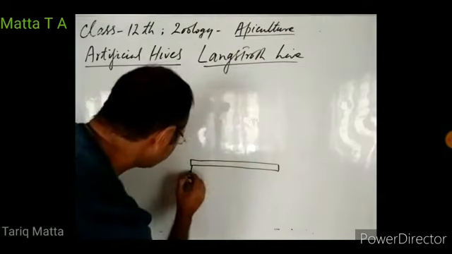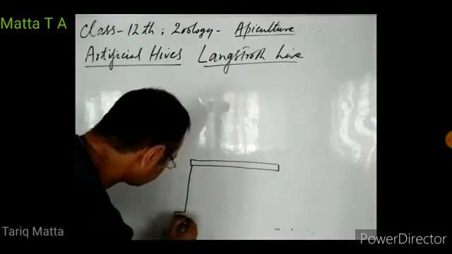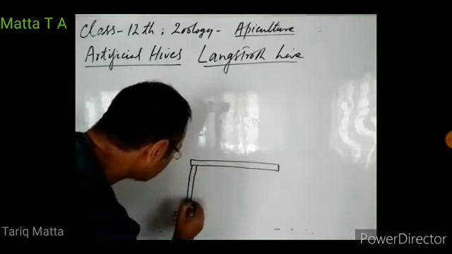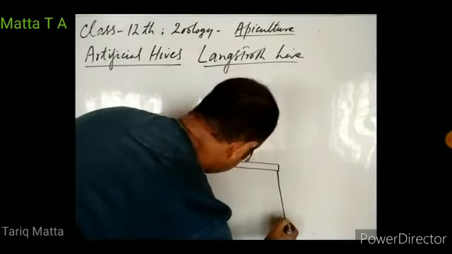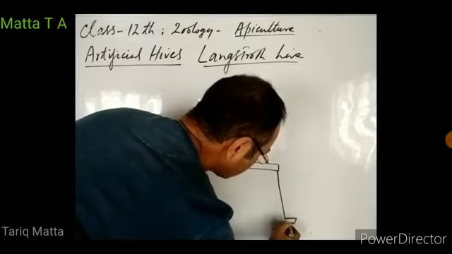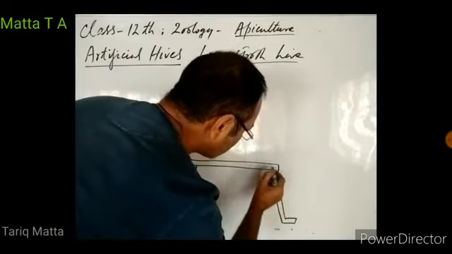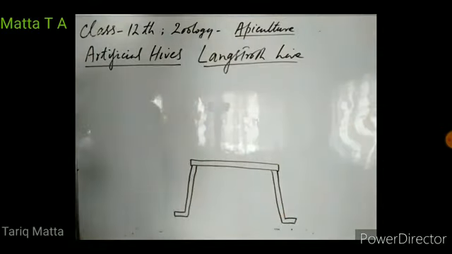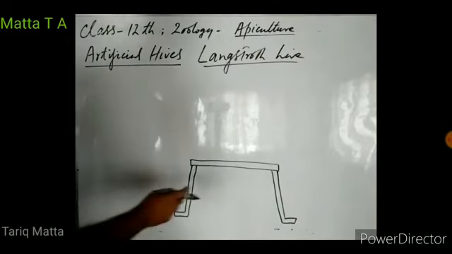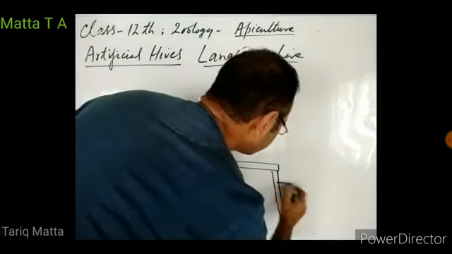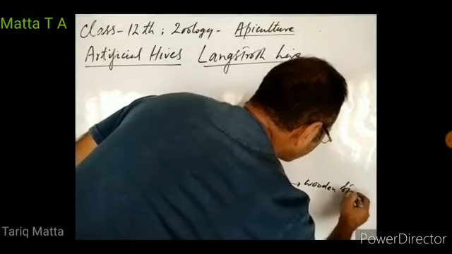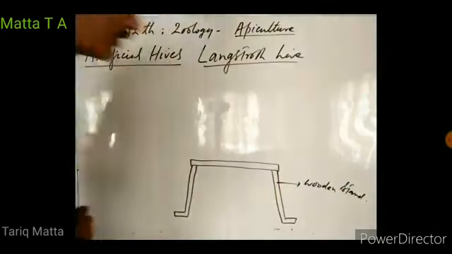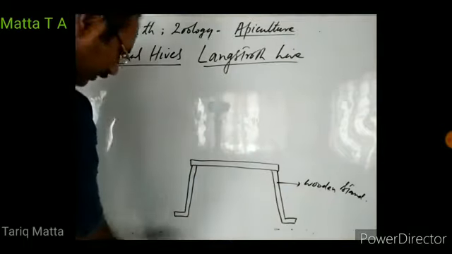a wooden stand to keep it above the ground so that insects and rainwater, etc., do not enter the hive, right? So this is the wooden stand of a Langstroth hive.